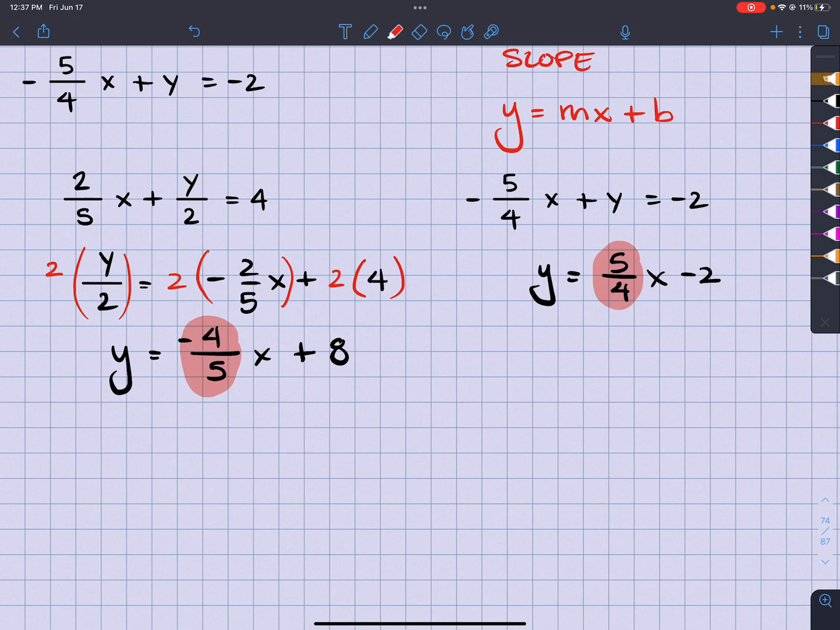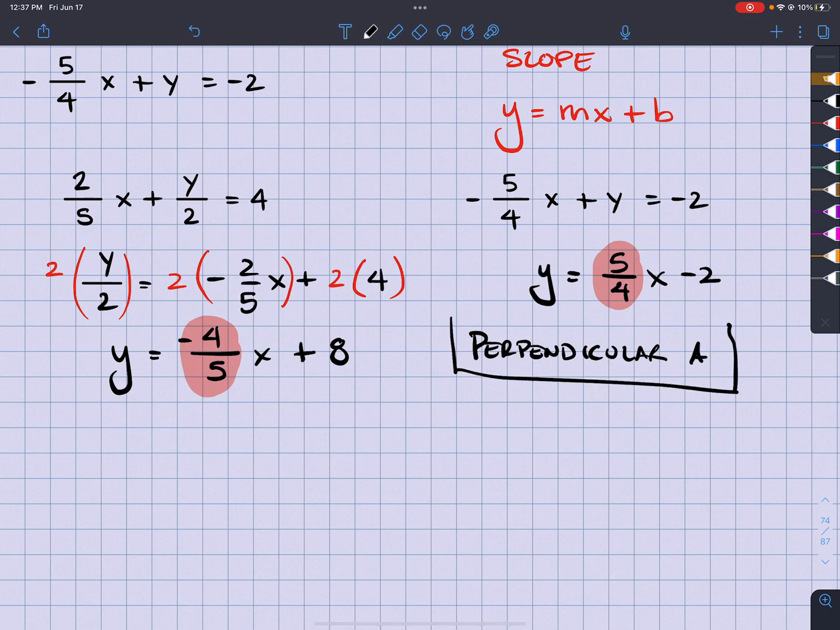That means that they're not parallel since they're not the same. But the next question is, can I flip and negate one to get the other? And can I flip and negate the other and get the one? And the answer is yes. Since that answer is yes, that means these must be perpendicular, which is choice A. And there we go.